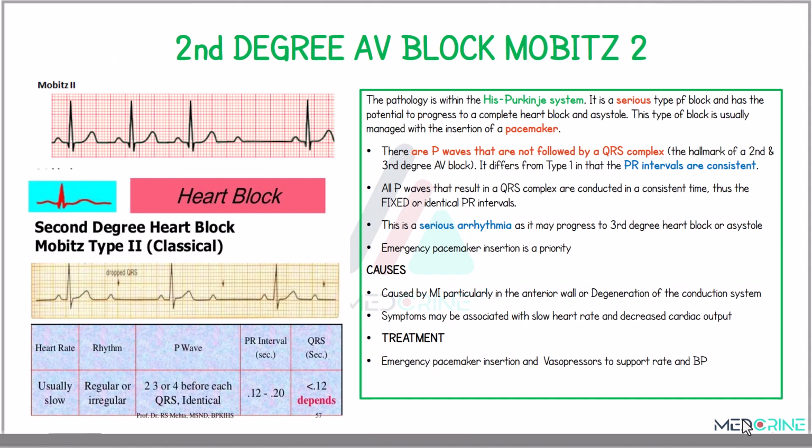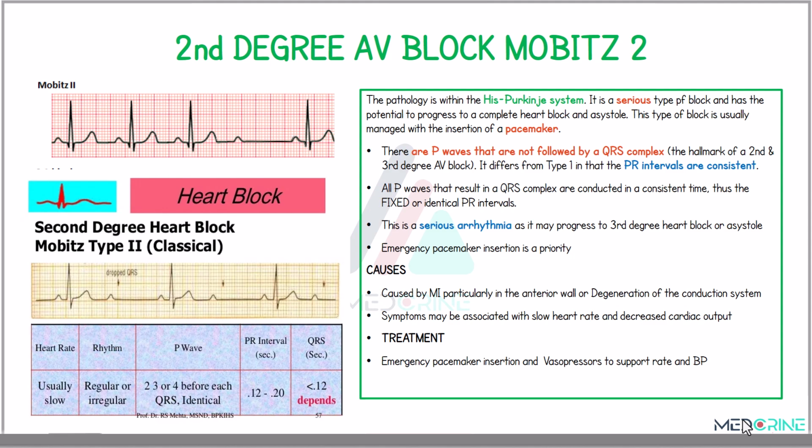So let's move to the second type of second degree atrioventricular block, known as the classical heart block, or Mobitz type 2. In this type of heart block, the pathology is in the bundle of His and the Purkinje system. This is quite a serious type of block, which has a potential to progress to even a complete heart block, which is a third degree heart block, and even asystole when the heart stops beating. The type is usually managed through an insertion of a pacemaker.